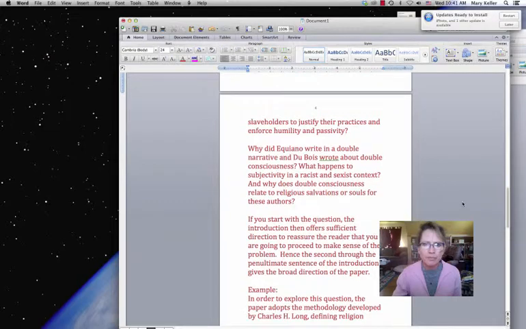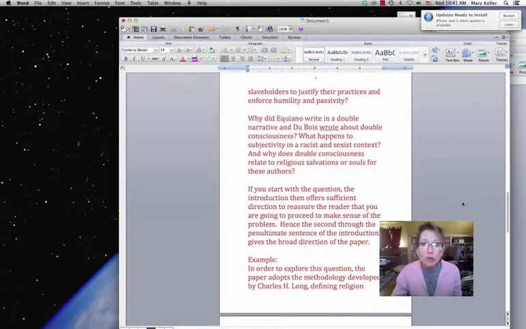Why wasn't it rejected? Why did Equiano write in a double narrative? Remember the trope of the talking book, looking back at himself as a naive young man, now in the voice of the genius writer who's recounting that time, and by so doing, he's writing himself into full subjectivity as a speaking, writing, thinking person? Why did Equiano write in a double narrative? And Du Bois wrote about double consciousness. When I read that, I was kind of thinking, is there an echo going on here?